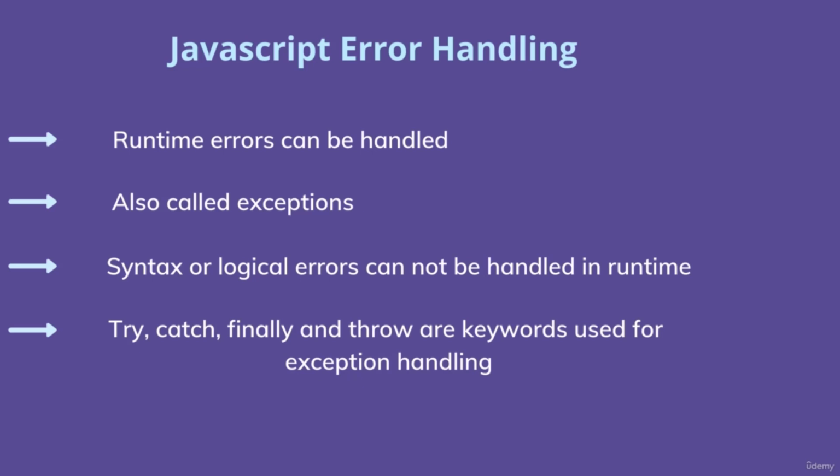Each of these keywords has a different significance. For example, all the suspected code which I think may cause some exception, I will put inside this try block. If that gives you an exception, it can be handled by the catch block. But if it doesn't raise any exception, the catch will not function.